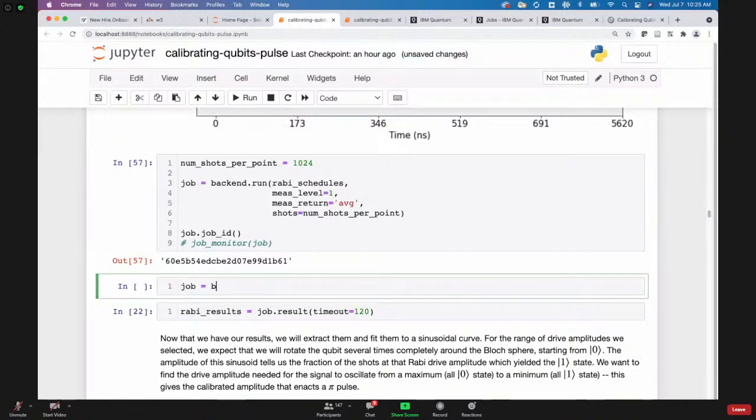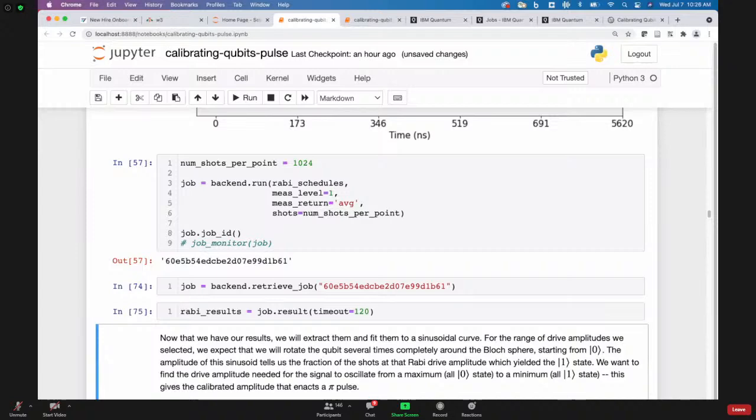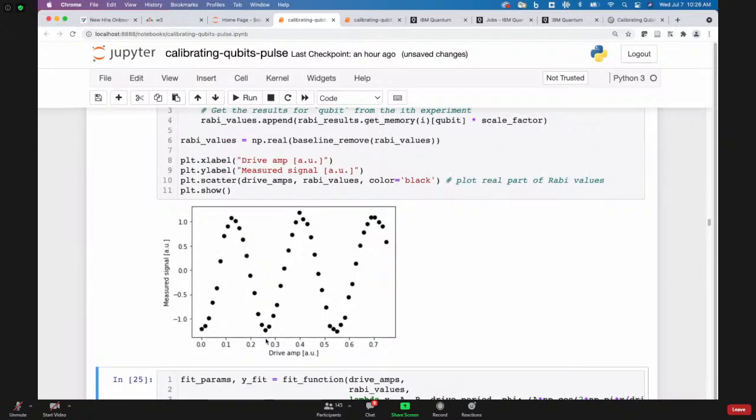Instead I will do job equals backend.retrieve_job, and do this. So these are our Rabi results. It's in arbitrary units here on the y-axis. You could change this to, say, population in your 0 state or population in your 1 state using that measurement level 2 approach where you actually create the discriminator. But in any case, you can see that you have these nice oscillations going from where you start off in your ground state when there's 0 amplitude, and then you go to the excited state, back down to the ground, excited, and so on and so forth.